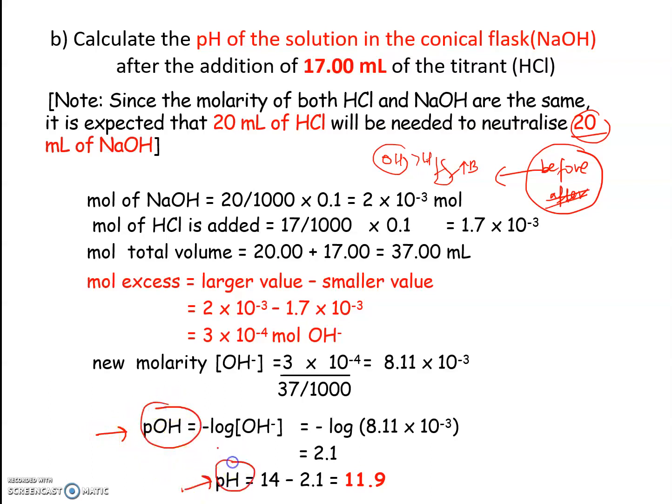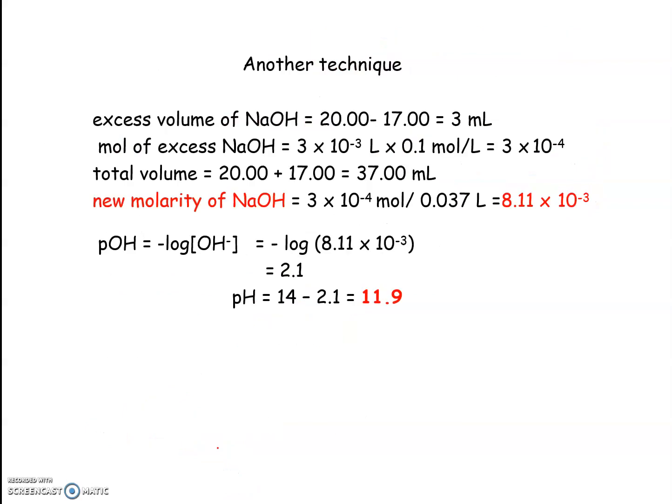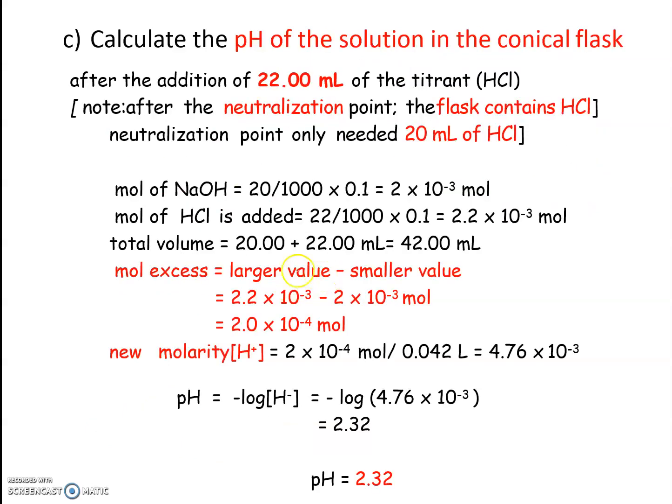Same for this last example. Calculate the pH after 20 ml of titrant was added. Is this before or after the equivalence point? The volume at the equivalence point is 20, and 22 is after 20. So this is the stage after the equivalence point.